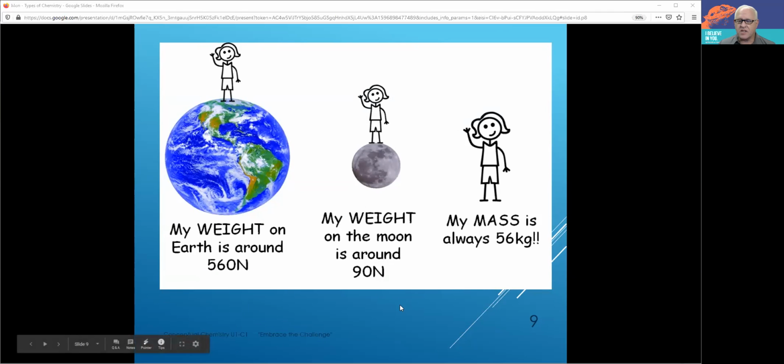As we started looking at mass, your mass may always be 56 kilograms. Your weight on the Earth is about 560 newtons because all of that gravity is pulling you down. Your weight on the moon, however, is around 90 newtons because there's less gravity pulling you. But it makes no difference where you are, your mass is always 56 kilograms.